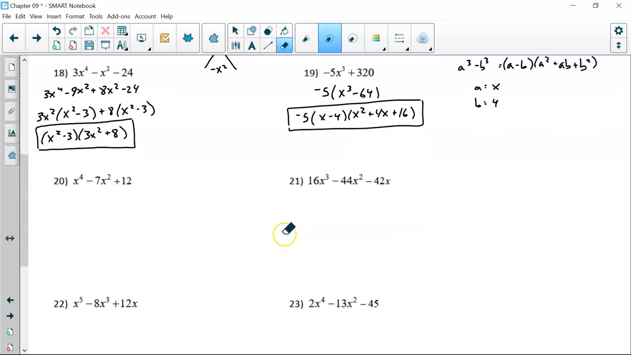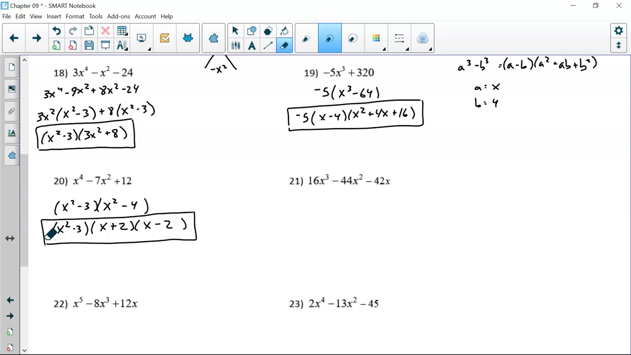Number 20 is another polynomial in quadratic form. Now, for x to the fourth, excuse me, it's an x squared and x squared. Now, to multiply to 12 and add to negative 7, we have a negative 3 and a negative 4. Now, I can factor x squared minus 4 further. So it's x squared minus 3. And then it's going to be x, and the square root of 4 is 2. x, 2, and 2. So plus and minus, that is fully factored.